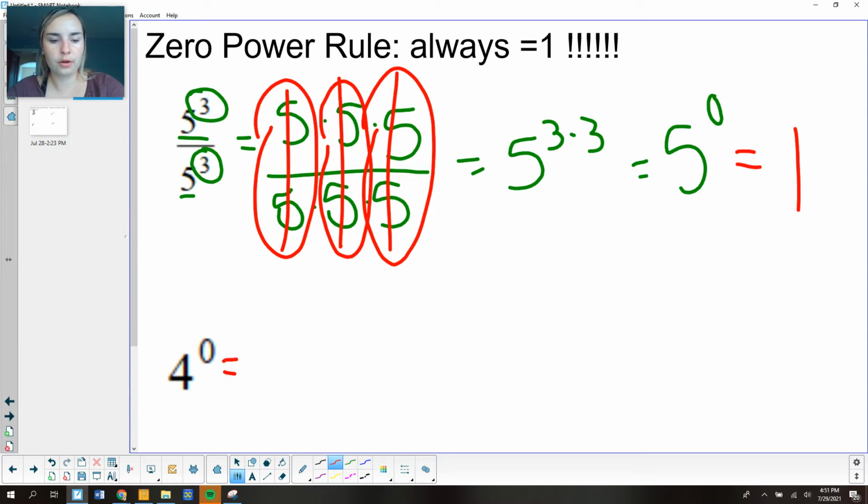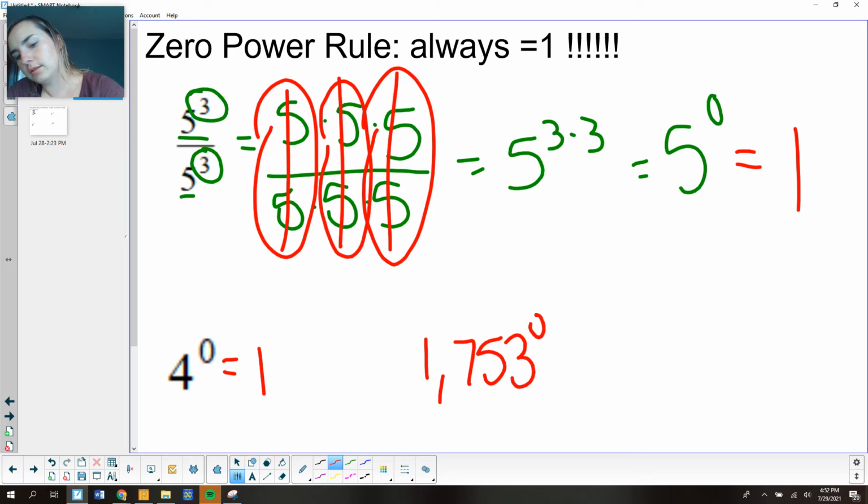4 to the 0 power, also going to be equivalent to 1. 1,753 to the 0 power. Guess what that's going to be? 1. Anything raised to the 0 power is always going to be equivalent to 1. Okay, so just remember this. Anything to the 0 power is going to be 1. If you need more explanation, I'm happy to explain it to you guys in person, but hopefully this is like a reminder of what we did in class.